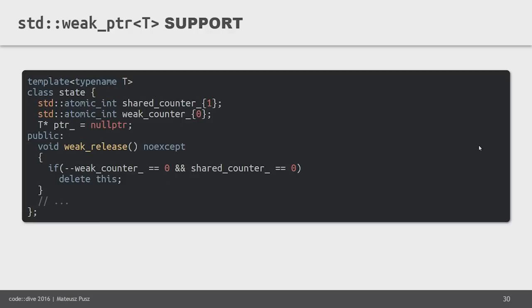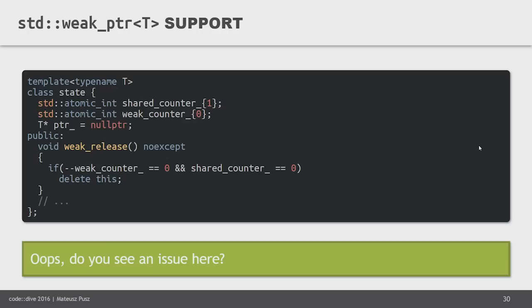Weak release, on the other hand, is called when the weak pointer goes out of scope, so we are decrementing the weak counter. If it's 0, it means that it was the last weak pointer pointing to this object, and there are no shared pointers pointing to it also, we can delete the state, right? But we have an issue here. Do you see an issue? What may be an issue here?